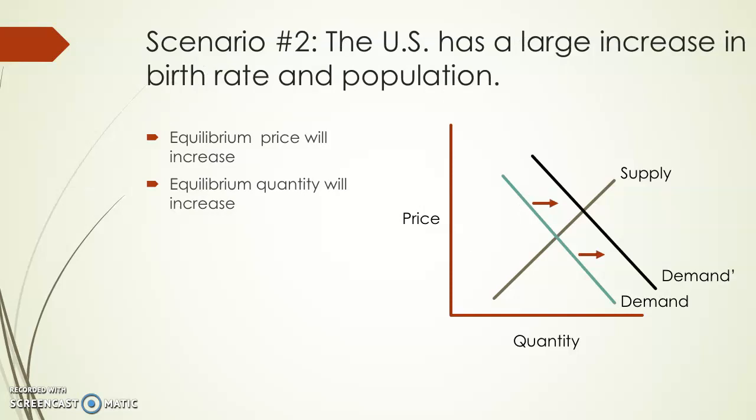Scenario number 2, the U.S. has a large increase in birth rate and population. With this situation, more people would mean more people driving and a larger demand for oil. The demand curve will increase, so it will shift to the right, and the equilibrium price will increase, and the equilibrium quantity will also increase.